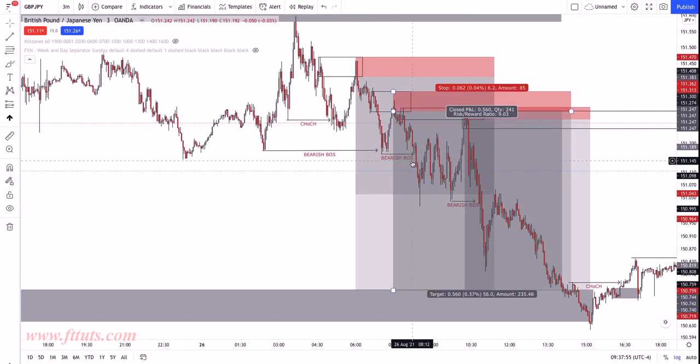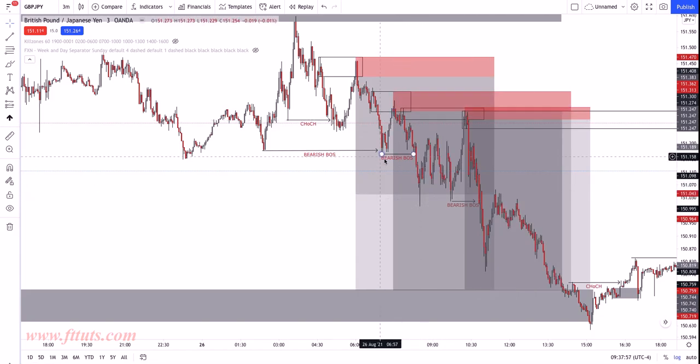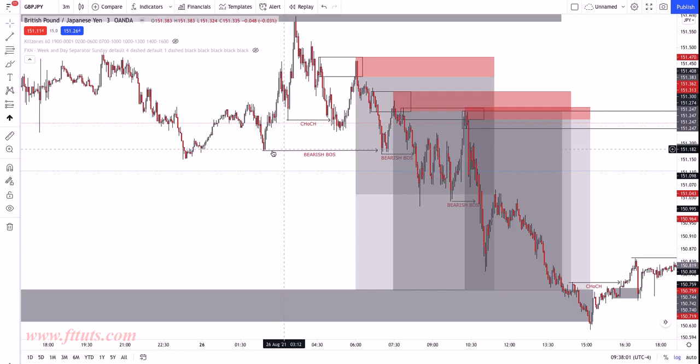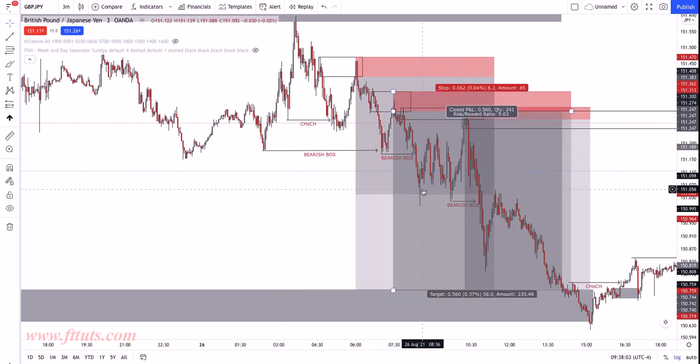And then we got another break of structure. Price continued to break that low. Now we have confirmed that we're in a downtrend, right? Because we had a break of structure here and another break of structure here.